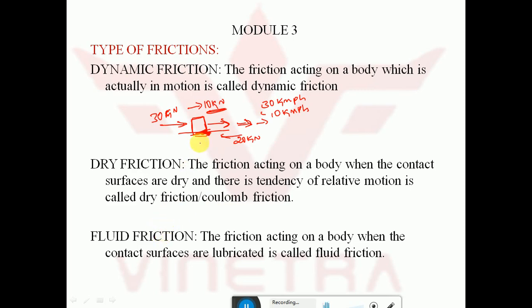Next is fluid friction. If between these two contact surfaces we apply some grease or some oil, that reduces the friction by some amount because of its viscosity and by making the surfaces smooth. Let us see those parts later. The friction developed between two surfaces in which the contact surface has some fluid to reduce the friction, that is, the friction acting on a body when the contact surfaces are lubricated, is called fluid friction.